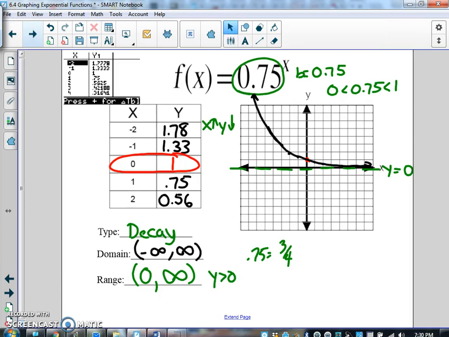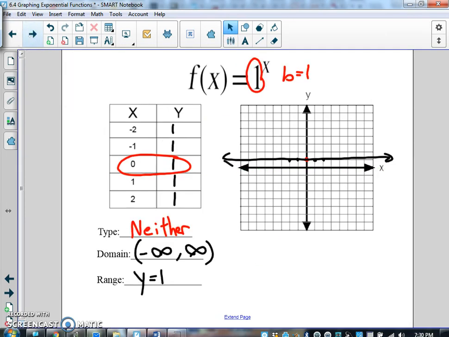So it's good that I can express my range in multiple ways. In the range here on this equation, though, when our base is 1, it's a straight horizontal line, so our range is y is equal to 1.